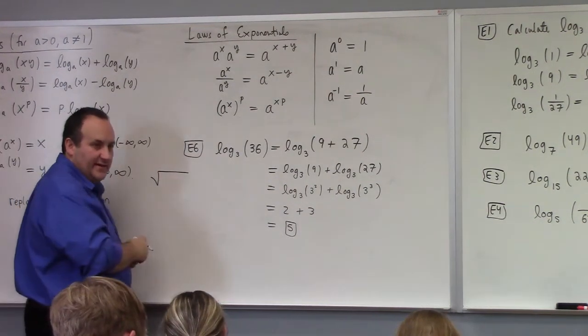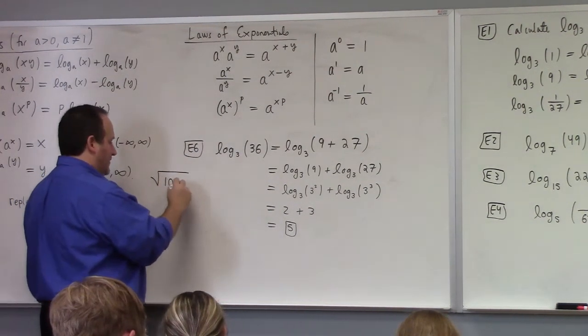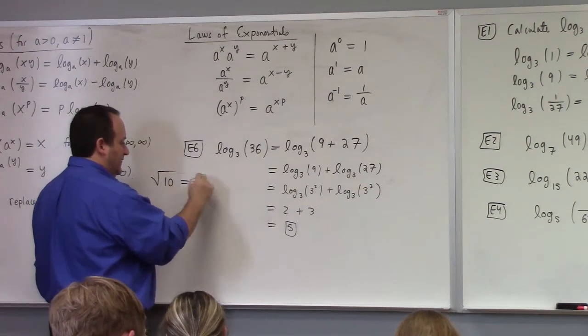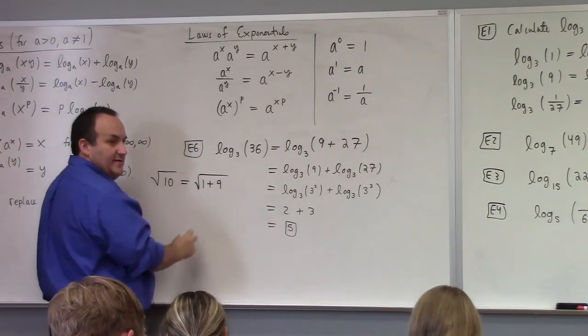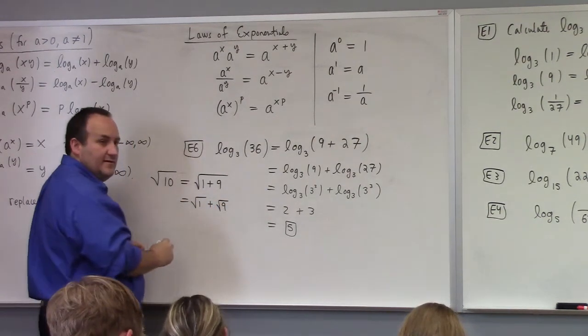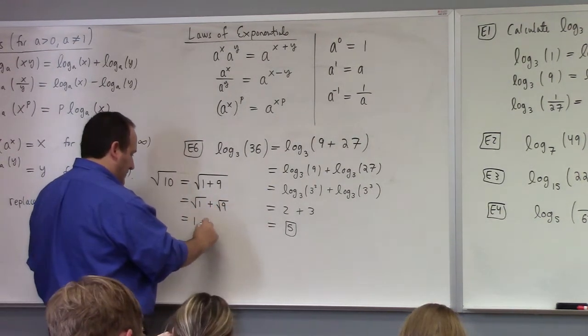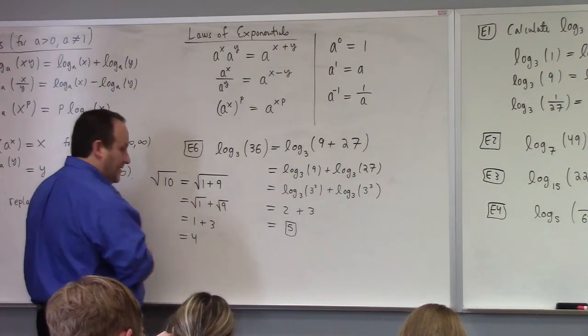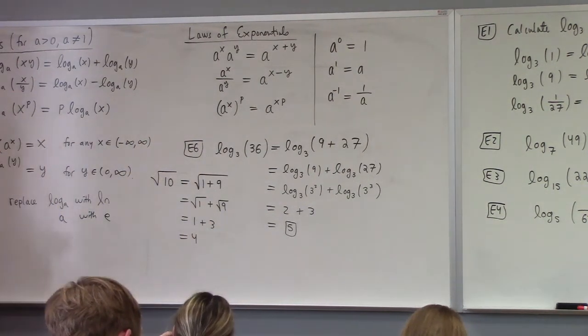So you guys like to do this. Square root of like 10, right? You're like, I know the square root of 10. It's the square root of 1 plus 9, right? Which is the square root of 1 plus the square root of 9, right? Which is then 1 plus 3, yeah? So the square root of 10 is 4. Is this true? I hope you realize this is not true, right? Where's the lie, right?